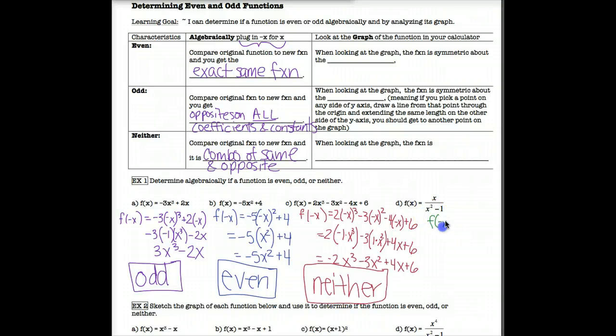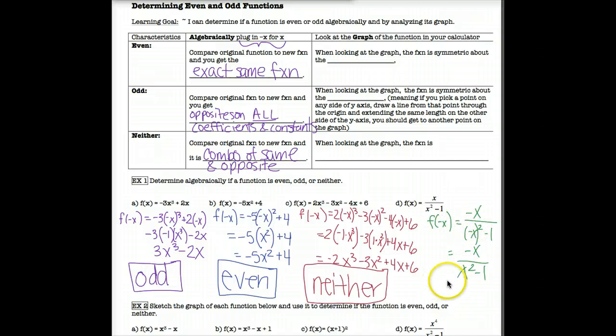All right, so f of negative x here means I'm going to put negative x up here on the top. On the bottom, I've got negative x squared and then minus 1. So top is negative x, bottom, negative 1 squared is positive 1, x squared is x squared, so 1x squared, and then minus 1. So just because this is a fraction doesn't change what I'm doing. I look here at my terms. My numerator is opposite. My denominator is the same.